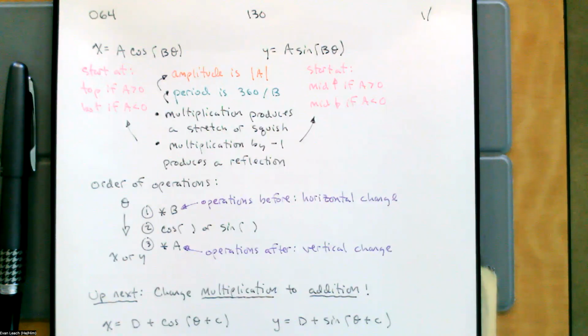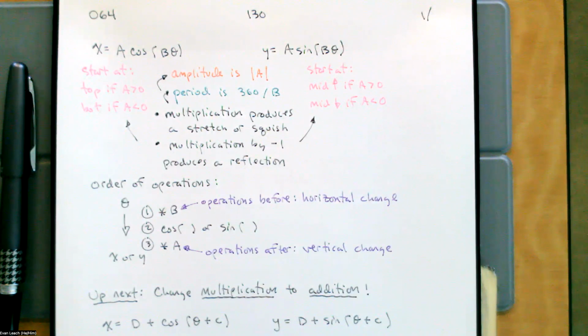What we saw was that if we make changes by multiplying, we're going to produce a stretch or a squish. We also notice that if we multiply by -1, we'll produce a reflection. We didn't do multiplication by -1 before the trig function, but the other thing that we noticed is that if we perform an operation before the trig function, like that b in both cases, which is multiplication that takes place before the trig function, that's going to produce a horizontal change.